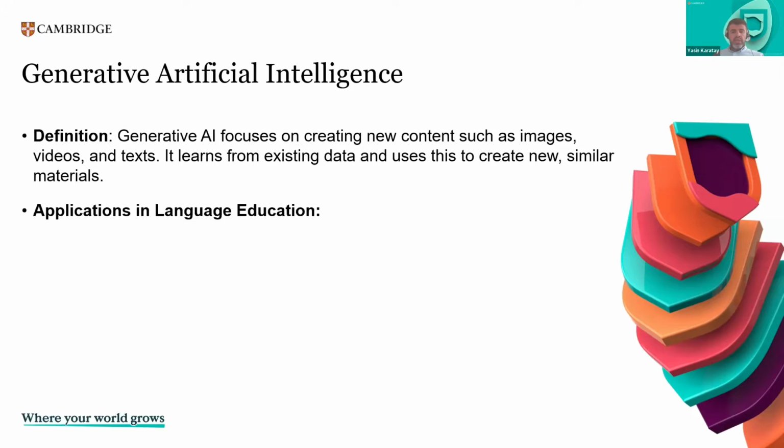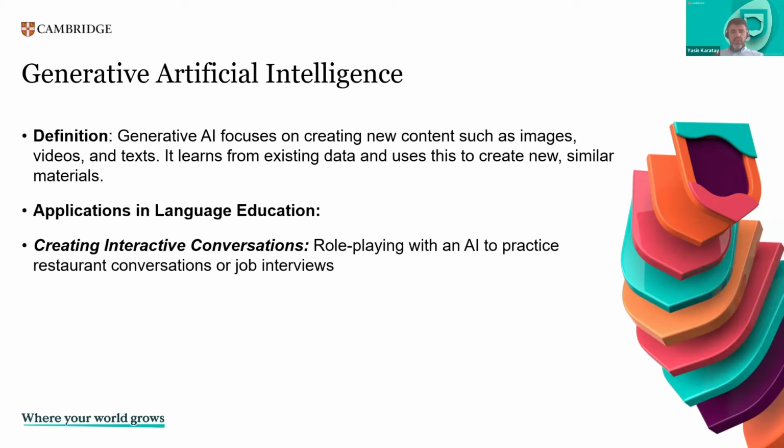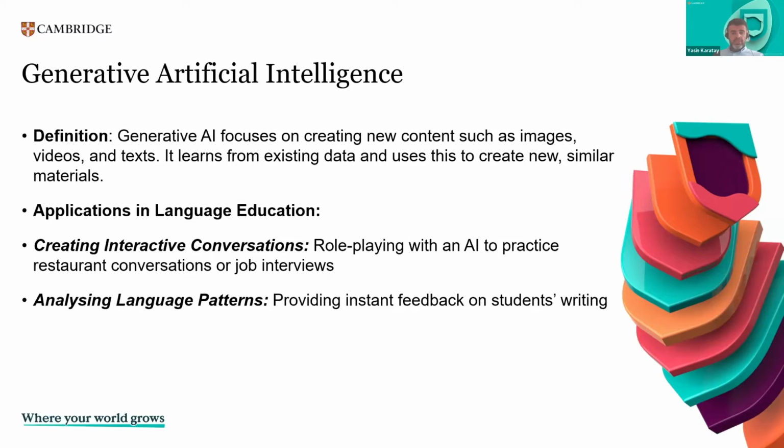One way of using it is creating interactive conversations. So for example, imagine your students practicing dinner conversations in a restaurant abroad, or they're preparing for a job interview in English. We can do all of these through role plays, right? So, for example, generative AI can help with creating these tasks, and I'm going to show you a demo in the second part of this talk. So, this technology provides us with a safe and controlled environment for language practice that they can do anywhere, anytime. So that's the beauty of this technology. Another way is to analyze language patterns.